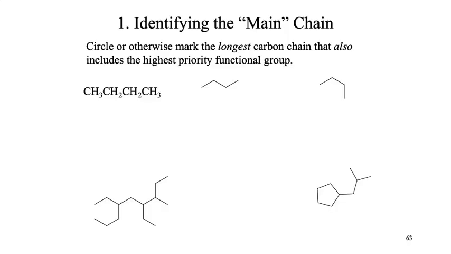So first thing to do would be to identify the main chain, right? That also includes the highest priority functional group. Where this can become extra tricky is, do they have to give you a structure? Nope. You could have been given a formula, which means you have to interpret it from the formula. Usually a good first step would be drawing it out, so that you have that structure. Let's take a look at those top two, right? We've done a little bit better with those.